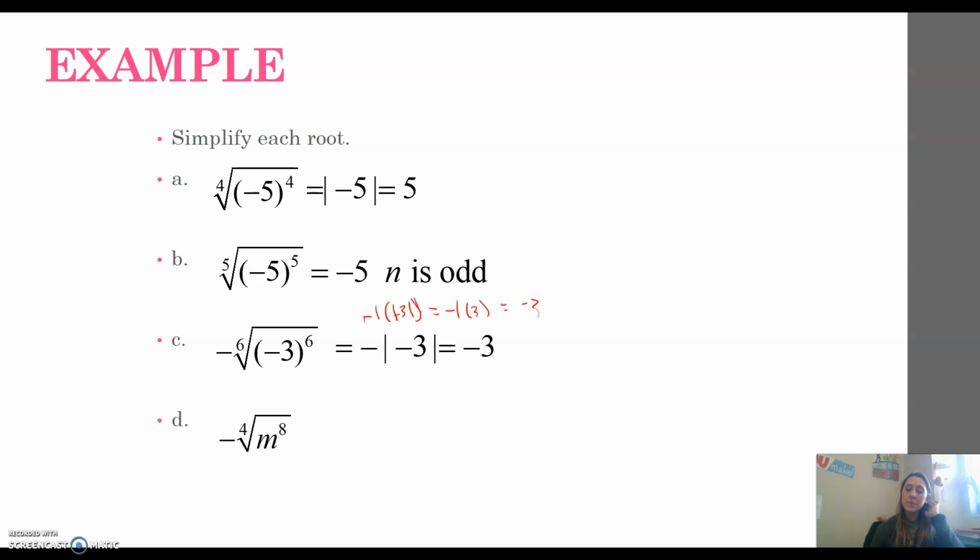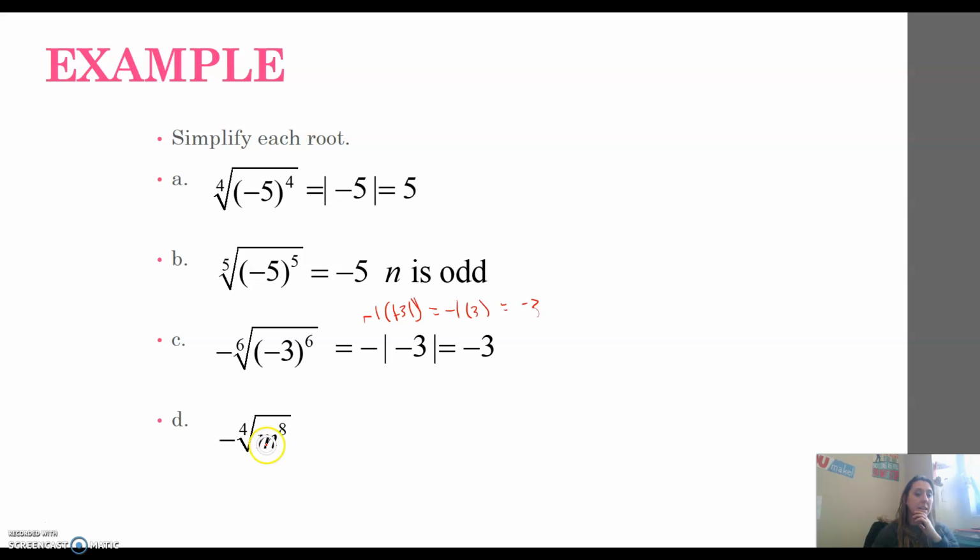Okay, so let's look at D. D is different. This is the first time we have an even index and an even exponent, but they are different. They've been the same so far. So when they're different, we want to look at this. Let's not worry about the negative sign yet. If we just pretend it's not there for right now, we know we have to deal with it, but we can deal with it later.